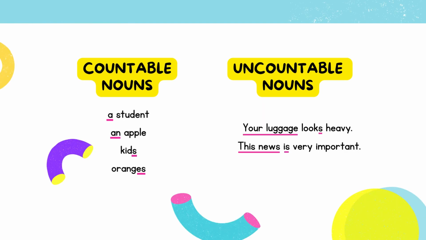Countable nouns. Examples: a student, an apple, kids, oranges. Uncountable nouns. Examples: your luggage looks heavy. This news is very important.